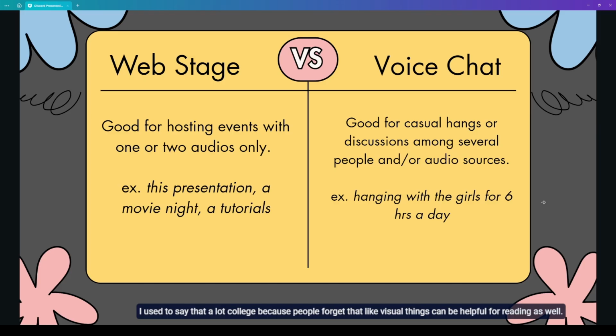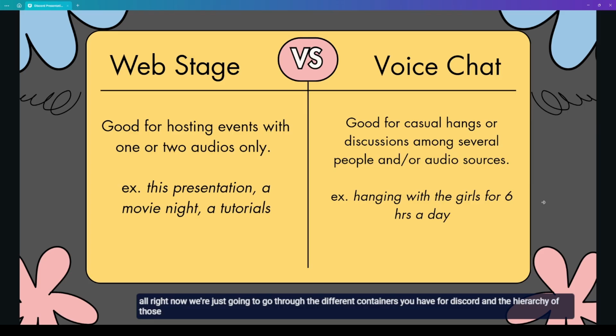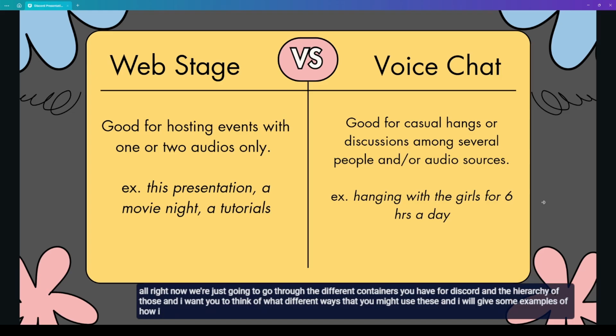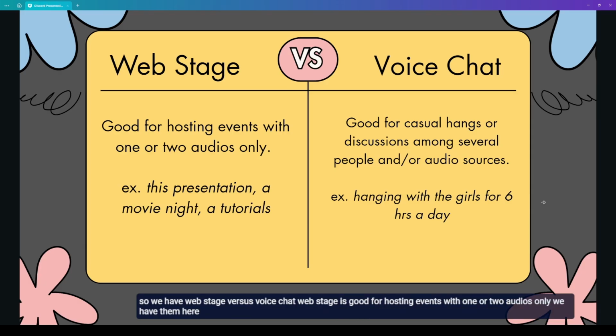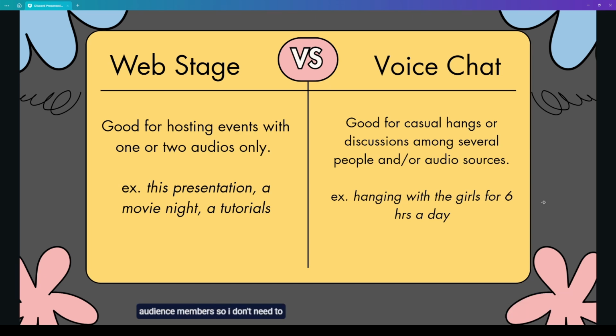All right. Now we're just going to go through the different containers you have for Discord and the hierarchy of those. And I want you to think of what different ways that you might use these. And I will give some examples of how I use these specifically. So we have web stage versus voice chat. Web stage is good for hosting events with 1 or 2 audios only. We have them here. So this presentation would be good for a web stage, but y'all are excellent audience members, so I don't need to.